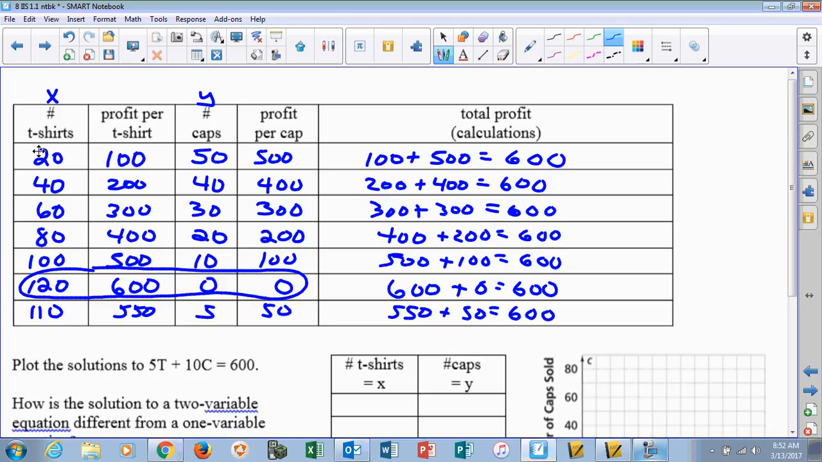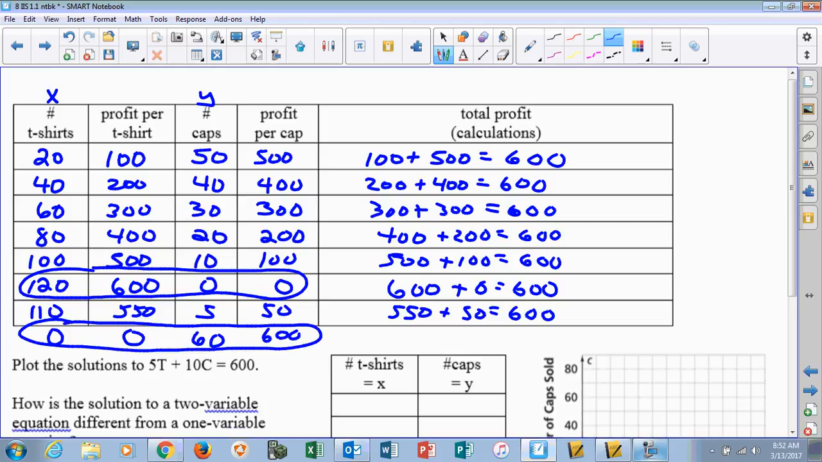So if this point that I circled is the x-intercept, and if I did this for x, that means we'd be finding the y-intercept. How many caps would we need to make 600? Anyone know? 60. So if anyone had this point, did anyone have this one, by the way? You guys did? Okay, good. That's your y-intercept right here.